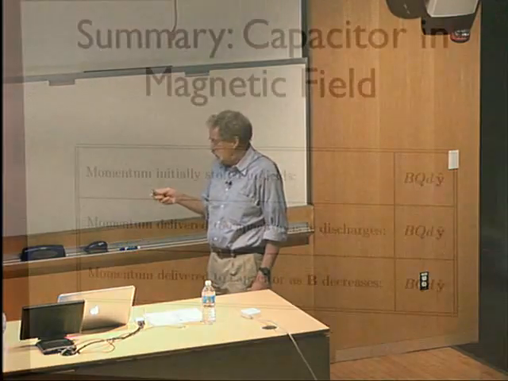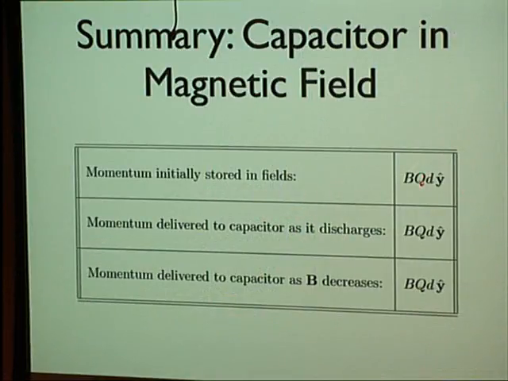So there's a summary. Momentum originally stored in the fields, momentum delivered to the capacitor as you discharge it, momentum delivered to the capacitor as you turn off the magnetic field, all the same.